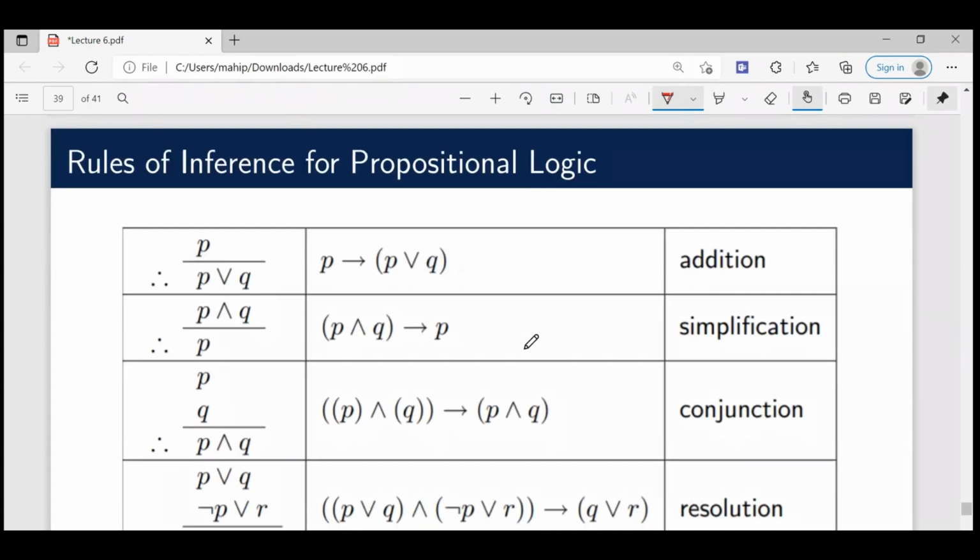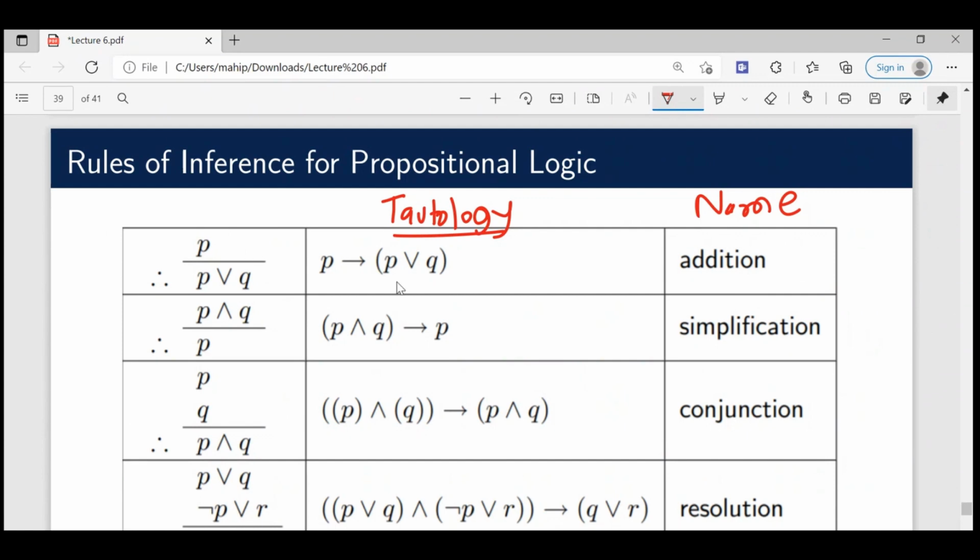So the first rule is called rule of addition. What is rule of addition? Rule of addition says if P is given to you, then you can take disjunction with any other propositional variable, let's say Q, and still your overall implication will always be a tautology. This is the name of the rule, addition, and the tautology is P implies P or Q.